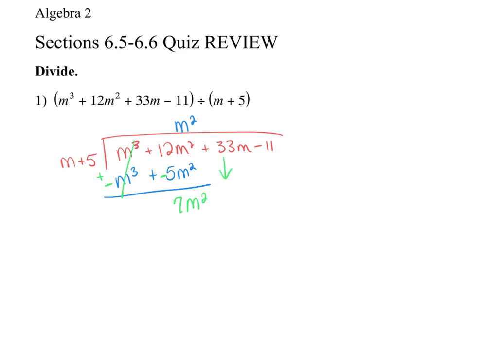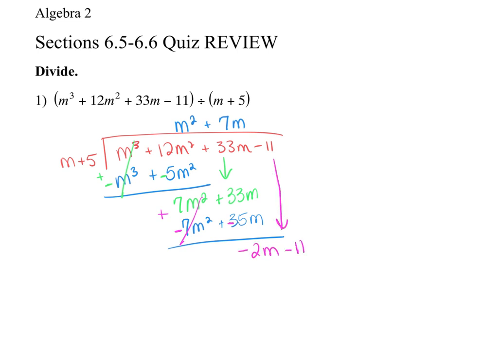Once I'm here, just like long division, I bring down that next one. And then I check it again. What do I have to multiply m by to get 7m squared? Well, that is going to be 7m. And then I'm distributing 7m times m is 7m squared. 7m times 5 is 35m. And once again, because I am subtracting, I always change it to adding the opposite. All right. Positive and negative 7, those cancel out. Positive 33, negative 35, that's negative 2m. And I bring down that negative 11.